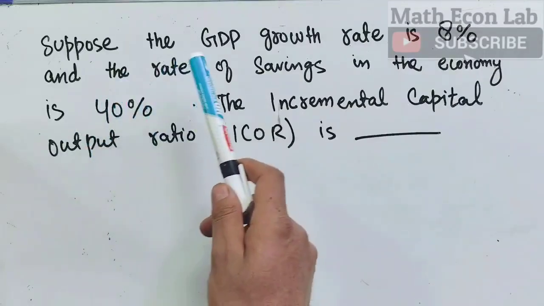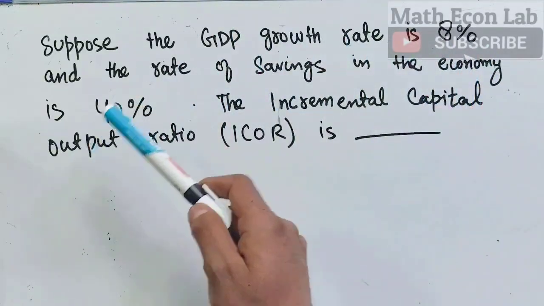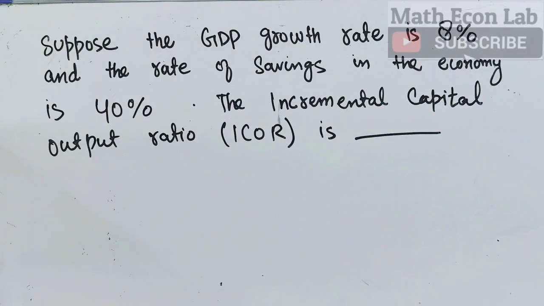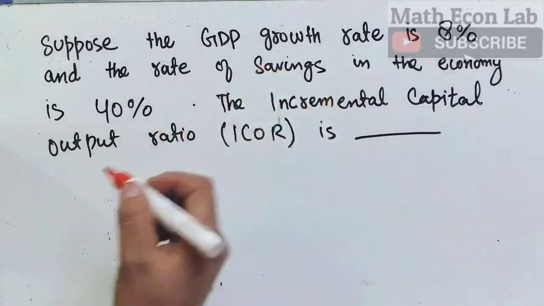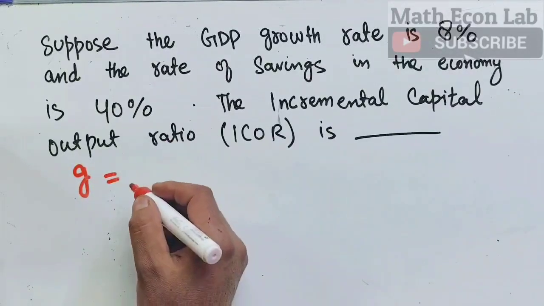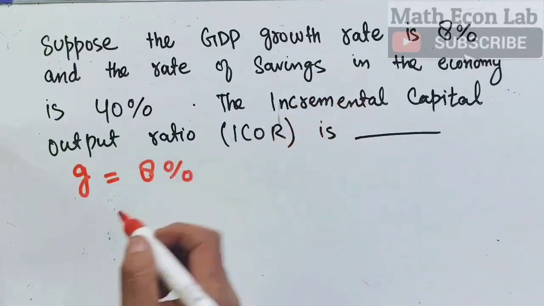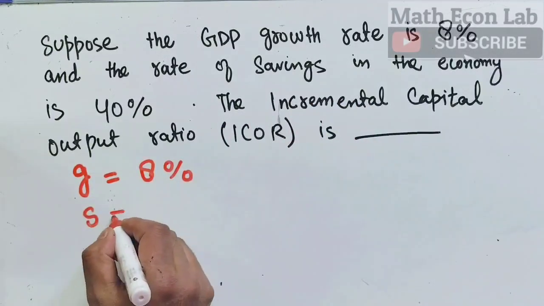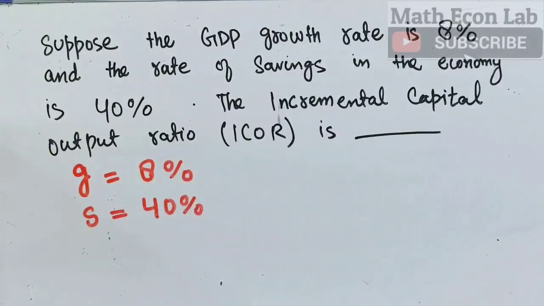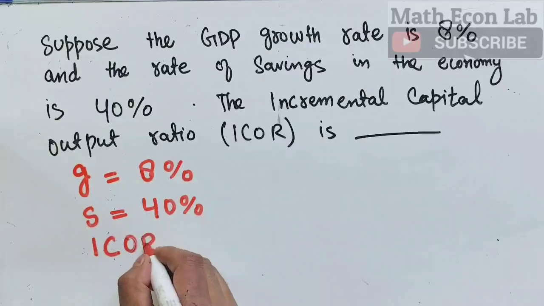Next question is, suppose the GDP growth rate is 8% and the rate of savings in the economy is 40%. The incremental capital output ratio is what we are supposed to find out. So we are being told that the growth rate of the GDP for the economy is 8% and the savings rate is equal to 40%. We need to find out the incremental capital output ratio.